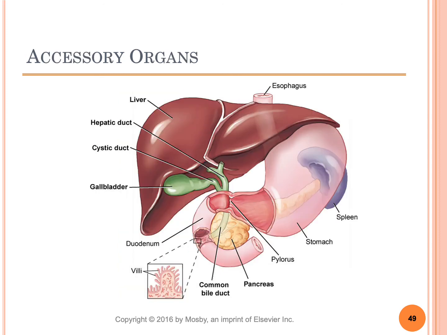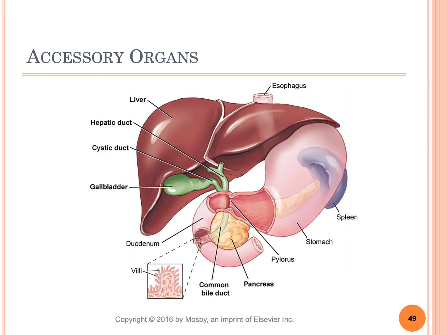The accessory organs, here you can see the liver. The liver is the largest parenchymal gland in the entire body. It's about 4% of your body weight. So if you were to take your body weight and multiply it by 0.04, then you would get approximately how much your liver weighs. It's pretty crazy that it is so big. And you can see this little green structure that lives right underneath the liver is the gallbladder.